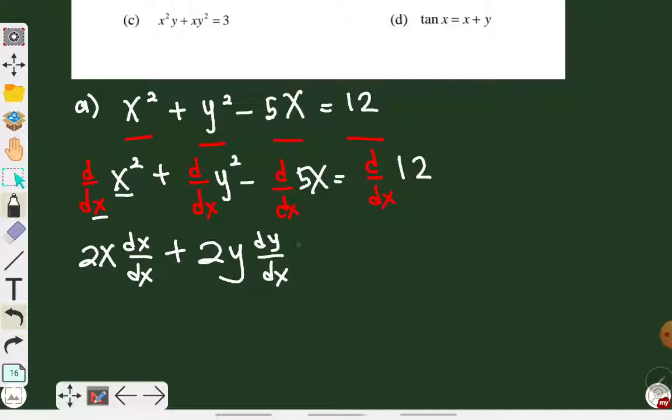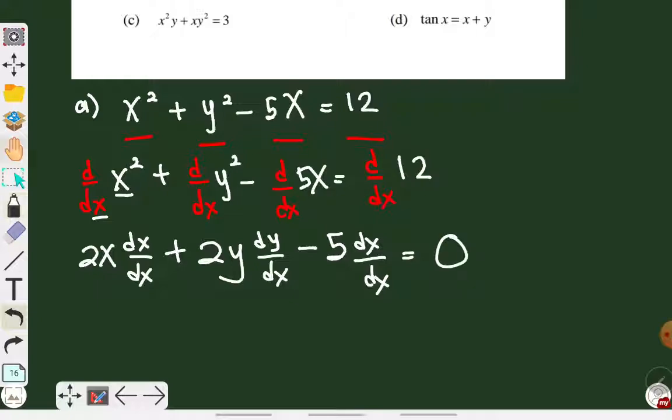Minus, differentiate 5x. Differentiating 5x, you have 5. You have to look at what variable we have. This is x and x, so this is dx over dx. Final one, let's differentiate the 12. This is very simple: differentiating a constant, the answer is 0.